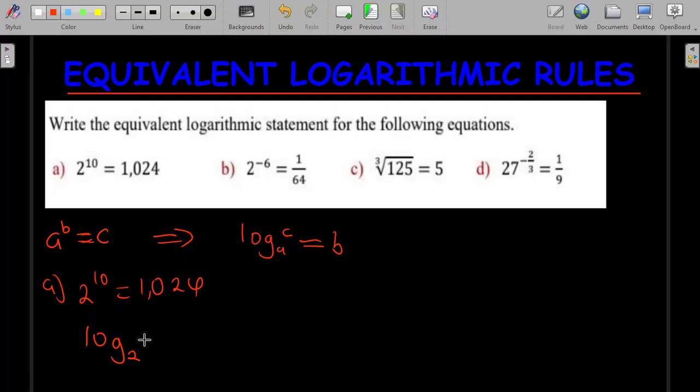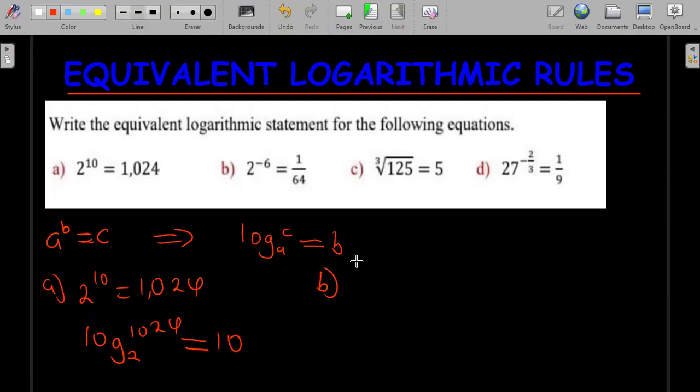So meaning here on top of the log, we are going to put 1024. Then we are going to equate it to the power there, which is 10. So that would be equal to 10. That's for part A. So we can go to part B there.